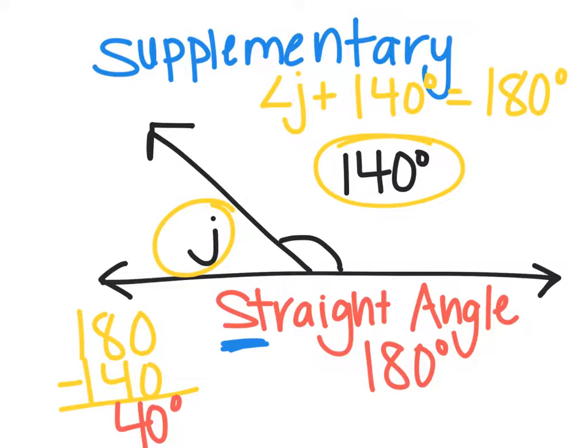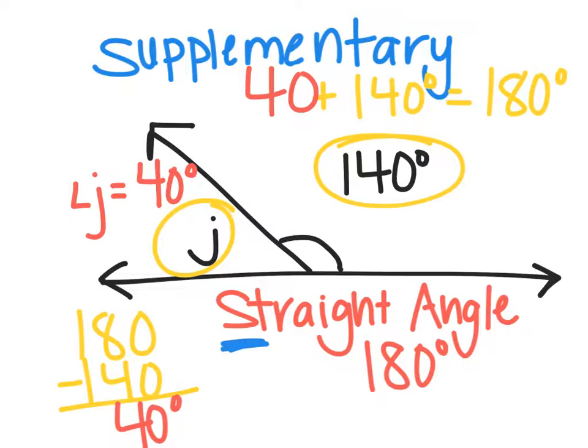Let's check it by putting that in there. Okay, 40 plus 140 equals 180. So angle J equals 40 degrees. Also, a good way of checking is by looking at this angle, that about looks like a 40-degree angle, and this one looks like a 140-degree angle. So also check with the angles and make sure that they somewhat closely match your answer.